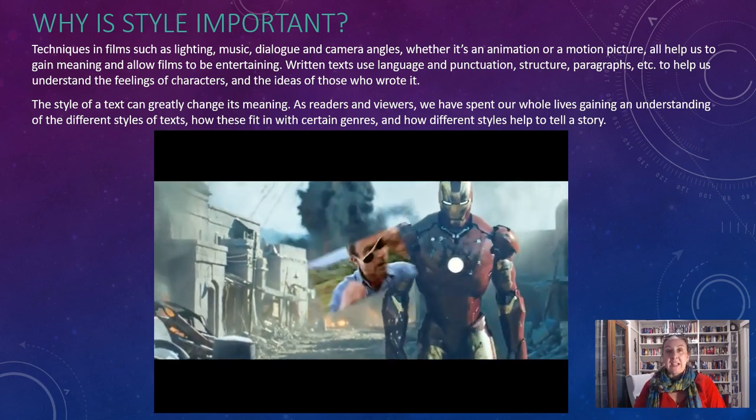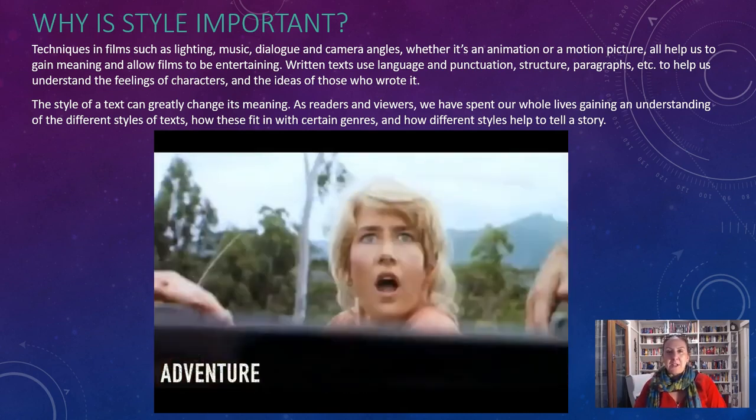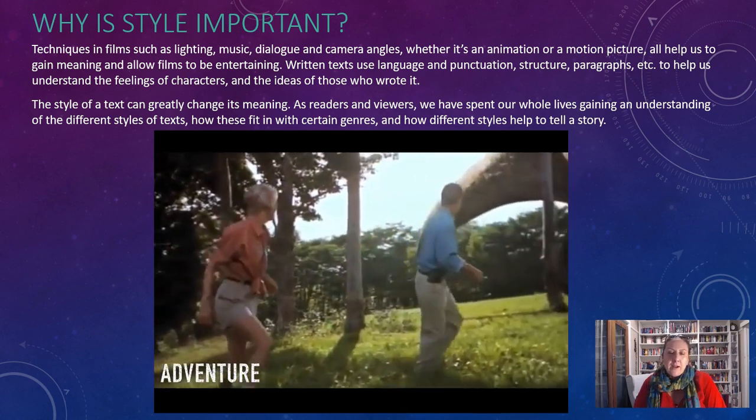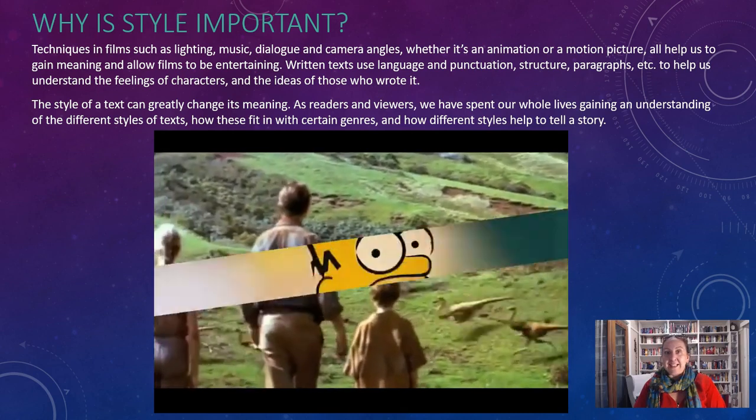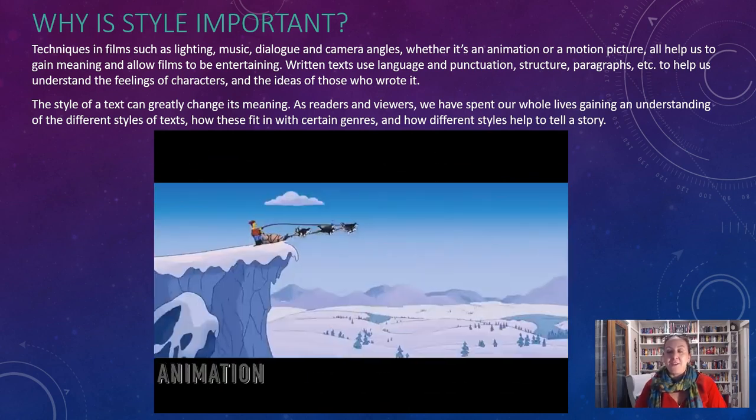Explosions, special effects that add to different genres and different styles.